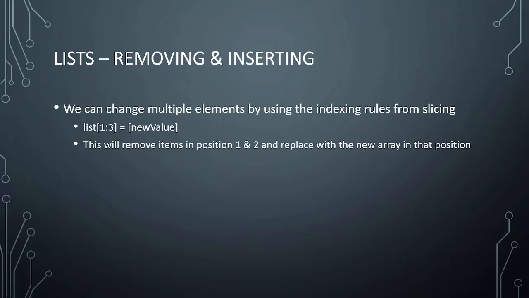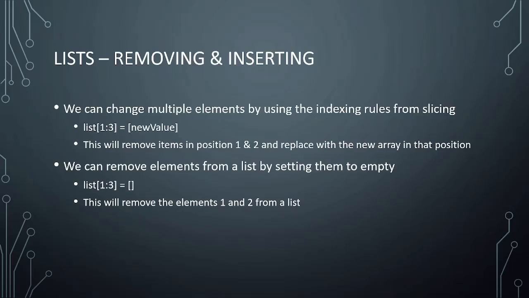If we just want to remove an element or remove multiple elements, we can do this similarly by just putting in a null list. And a null list is an empty list with nothing in there. And what this does is it removes elements 1 and 2 from the list. Now we can do that to the whole list as well. If we want to just clean the list out, we can just make it the empty list or the null list. Let's go over to PyCharm now and see how this works.